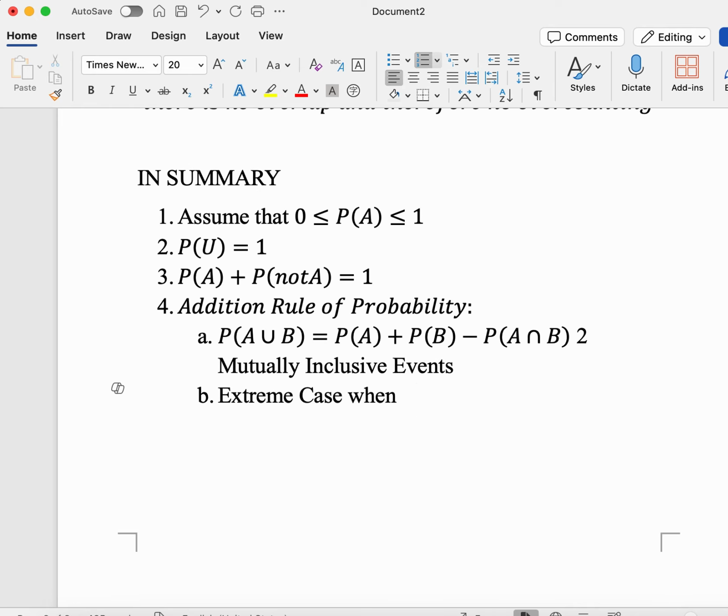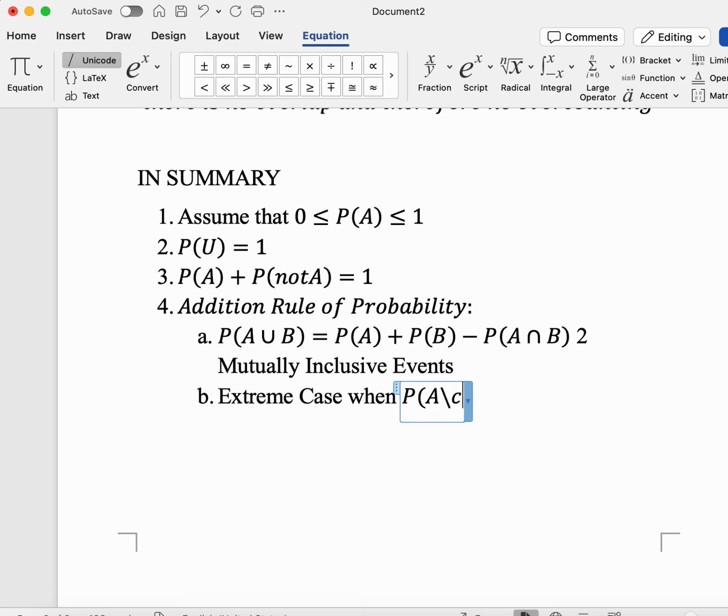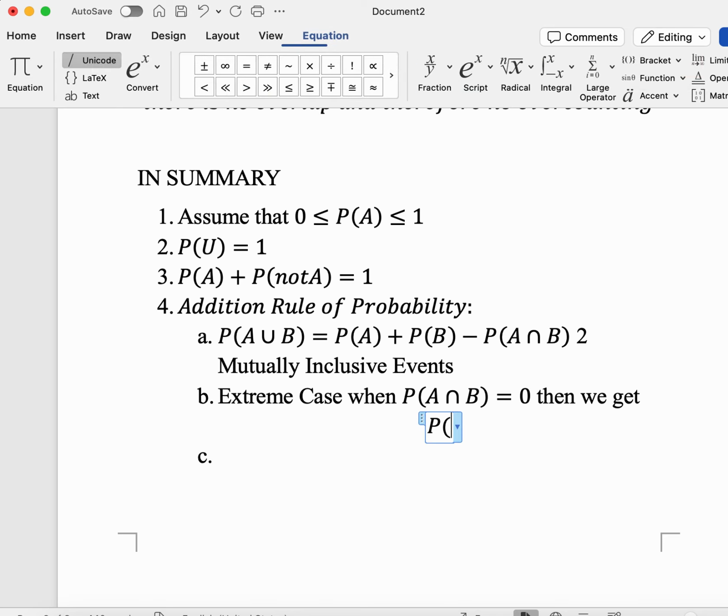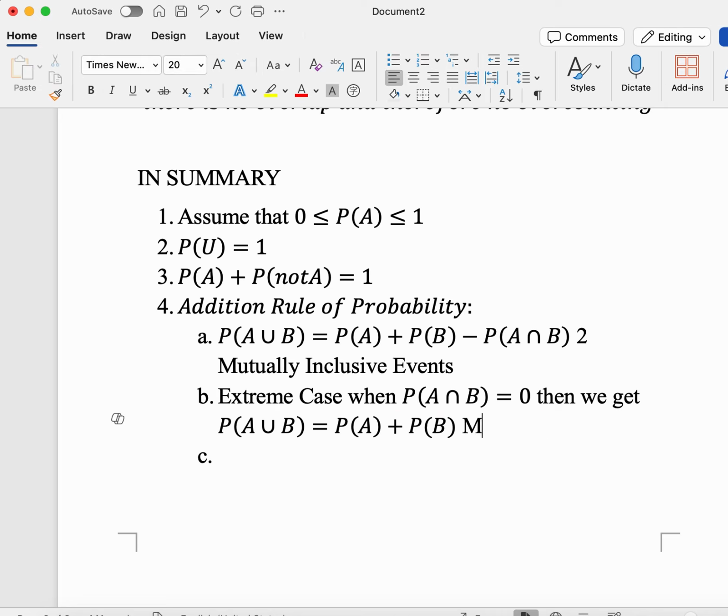Extreme case, when the intersection is empty, and hence the probability of the intersection is 0, then we get P of A union B equals P of A plus P of B, which are called mutually exclusive events.